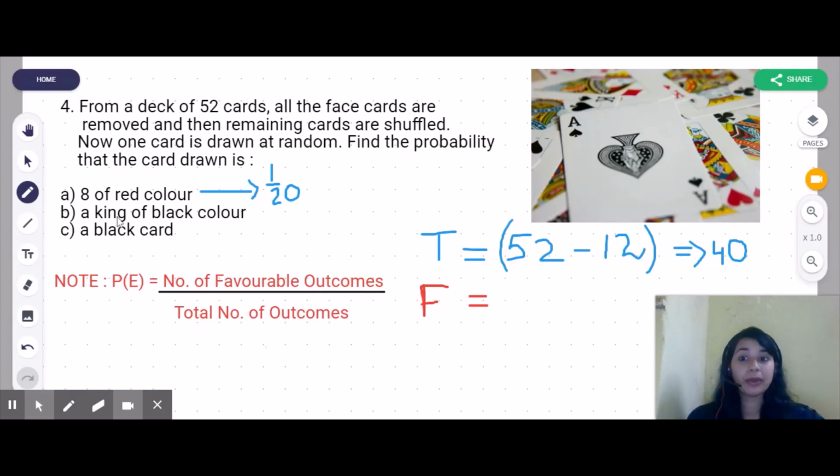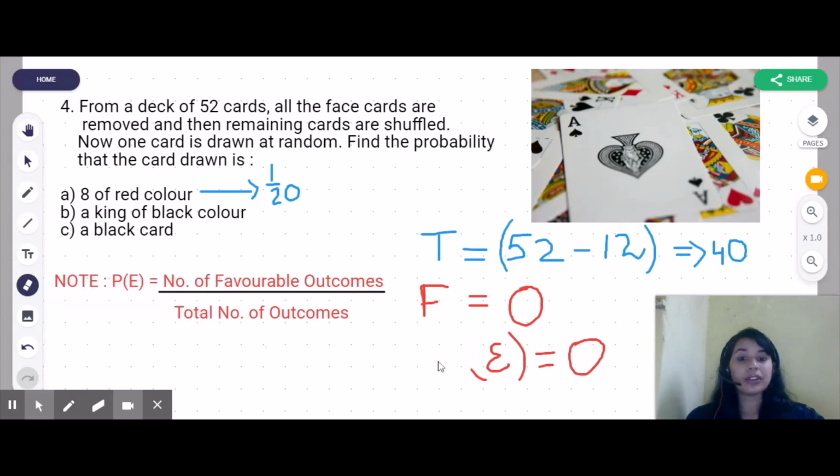You all should remember that a king is a face card, and in the question in the beginning it was mentioned that all the face cards are removed. If face cards are removed, how can you get a face card of black color or red color? Nothing you will get, because the face cards are removed. So what are the favorable outcomes? They are 0. And if you substitute it in the formula, 0 divided by anything is going to give you 0. So ultimately the probability for the second part, of getting a king, is going to be 0 because the face cards are removed.